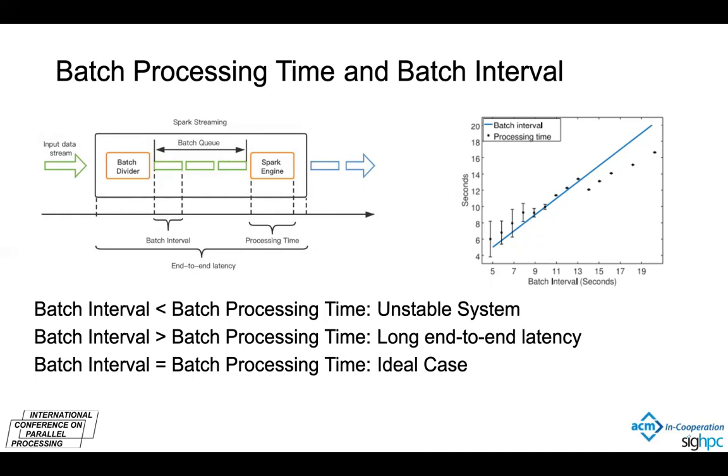When batch interval equals batch processing time, this is the ideal situation where there is no data accumulation in the input data queue. Hence, the system is stable and there is no idle time for the use of computing resources. However, this situation rarely happens because of the complex system dynamics, data rate variation, and resource sharing complexity. Minimizing end-to-end delay while maintaining system stability is equivalent to minimizing batch interval under the constraint that the batch interval is no less than batch processing time.